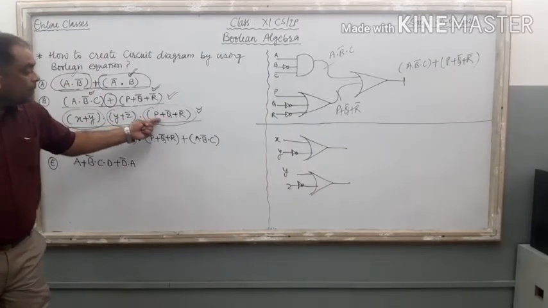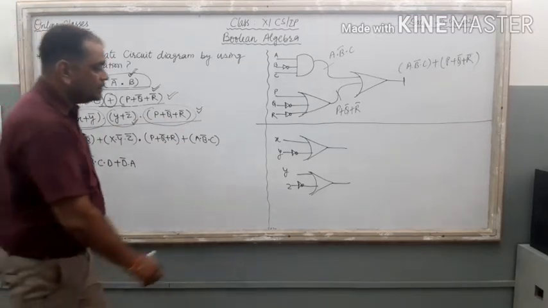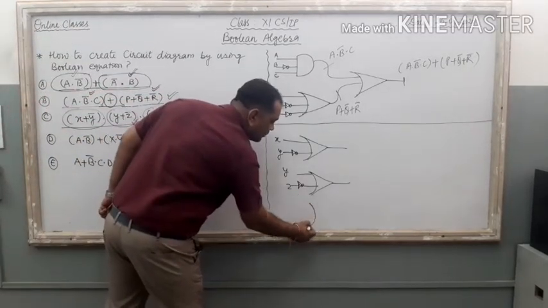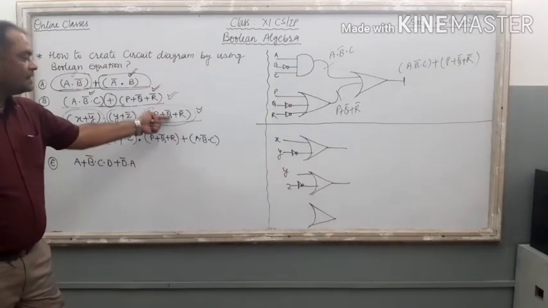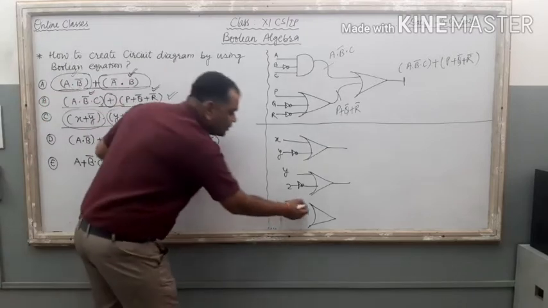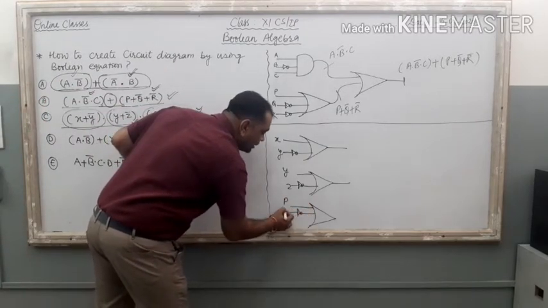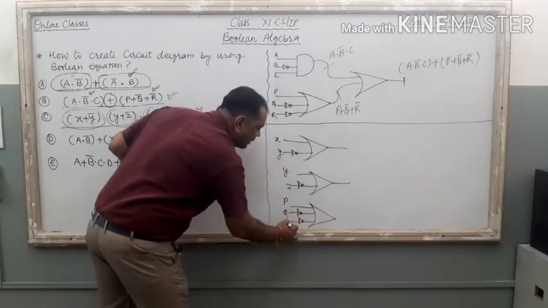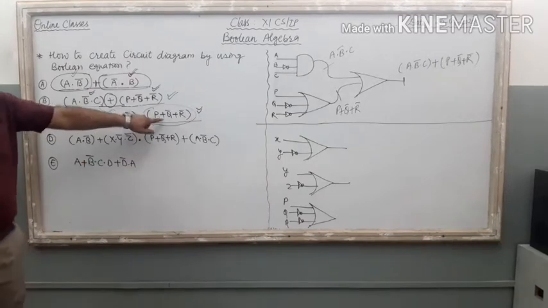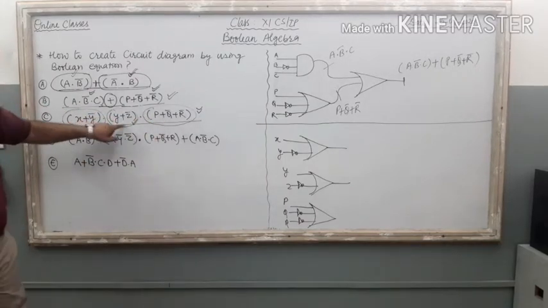Now the third one, P plus Q bar plus R bar, again OR gate. So the last OR gate I am going to place over here. First input is P, second is Q bar, third is R bar. So the first line is P, then NOT, Q bar, then again NOT gate, it is R bar. Check out. We have created the diagram of all these three parts.